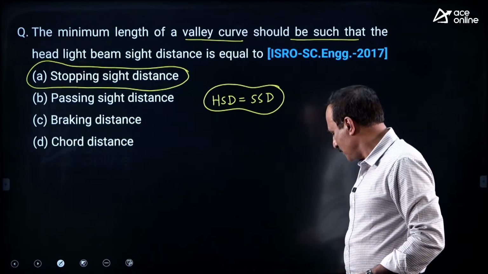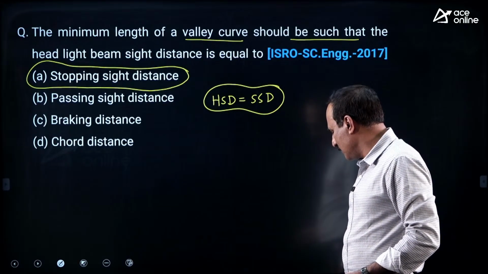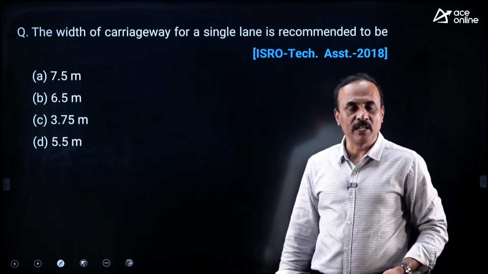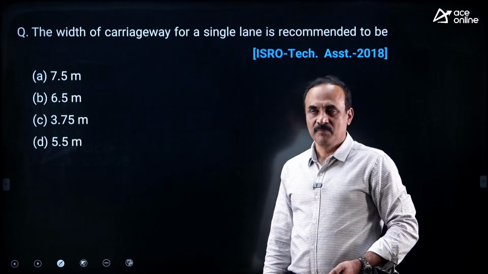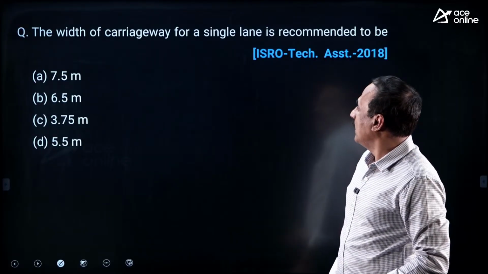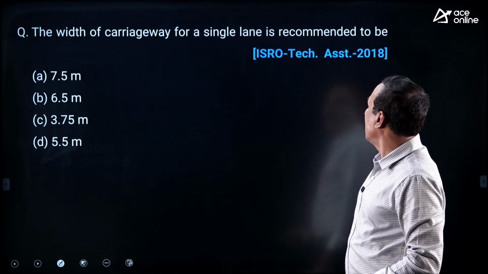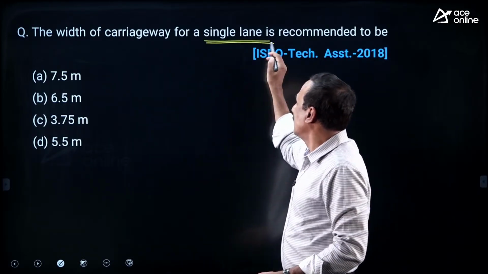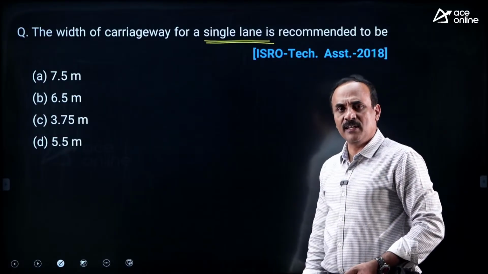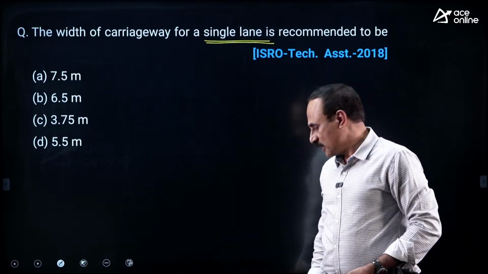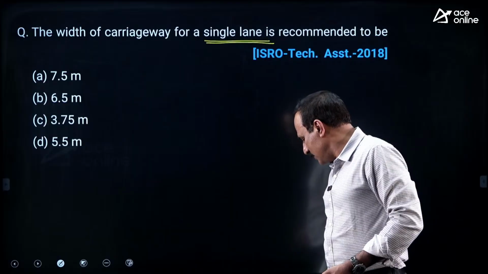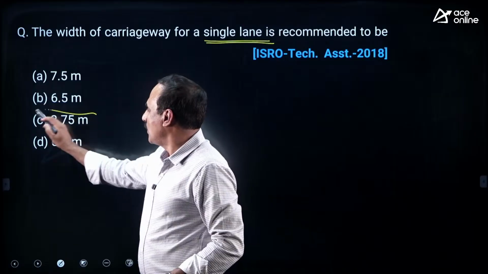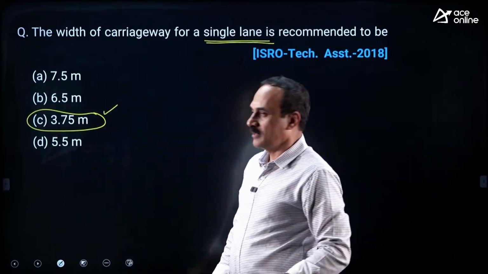Very nice. Whatever answer you are giving is correct. Arvind, correct. See this question, read and comment me the answer. Width of carriageway for a single lane is recommended to be... Width of carriageway single lane. Anybody please? It is a standard case. You need to remember it in a standard manner. Very nice, Murali, Arvind, 3.75 meter. Perfect.